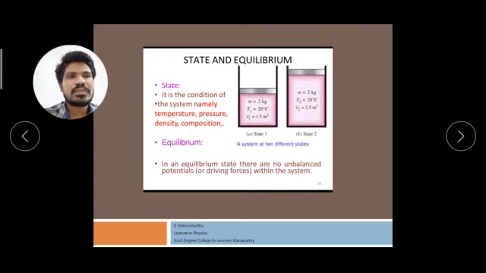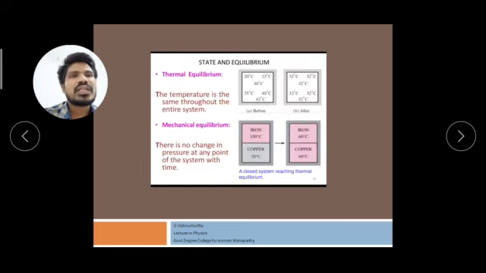In an equilibrium state, there are no unbalanced potentials or driving forces within the system. If the mass, temperature, and volume are the same in the liquid, then the system is known as being in the equilibrium state. Thermal equilibrium and mechanical equilibrium are two types of equilibrium.